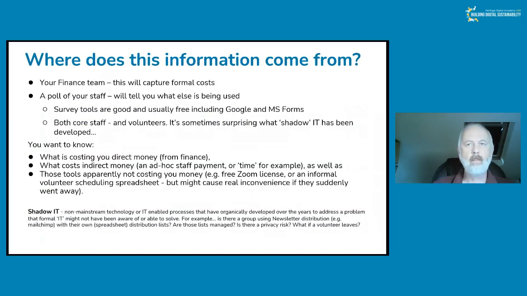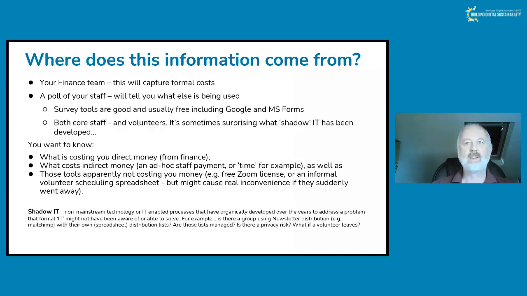Where does this come from? Well, there's some obvious sources. One is whoever your finance team is, and depending on your scale, that finance team might be just one person, another volunteer, but somebody is out there making a note for your accounts and things, and knows where these formal costs are going out. But also do a poll of your staff. Ask what they're using. Some kind of survey tool is good if you can manage it. There's a load of free ones out there, Google and MS Forms.